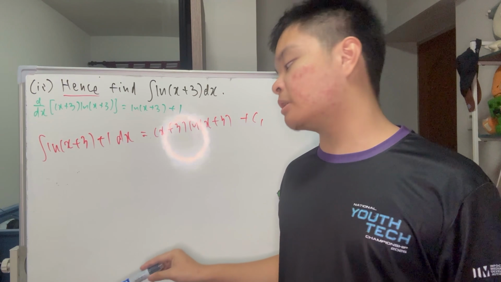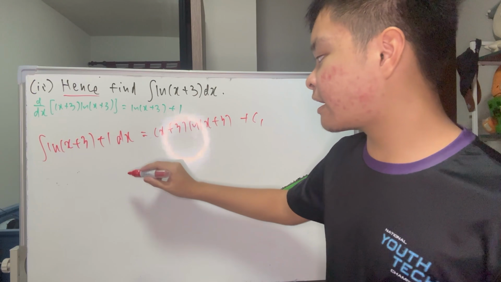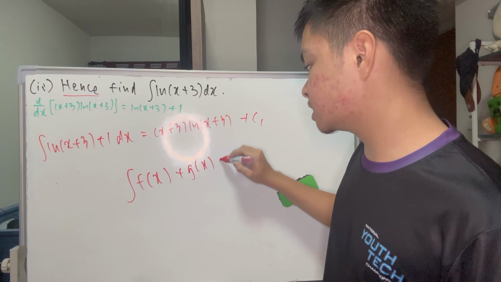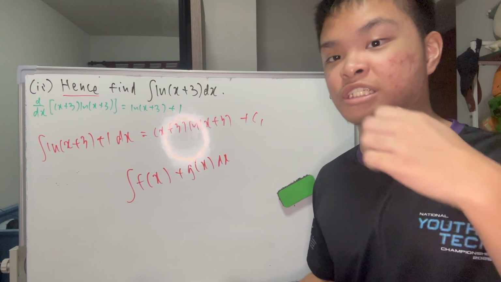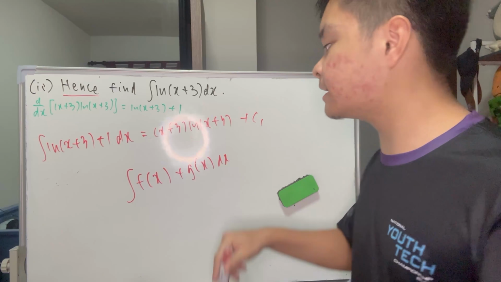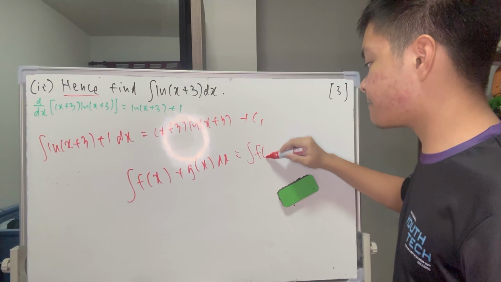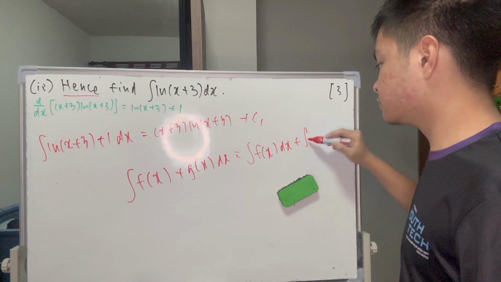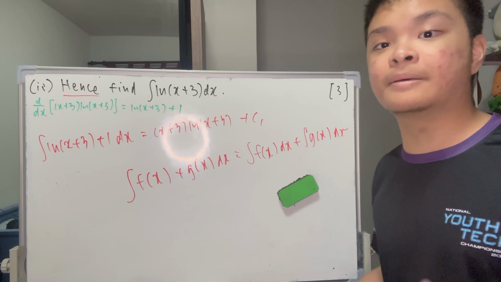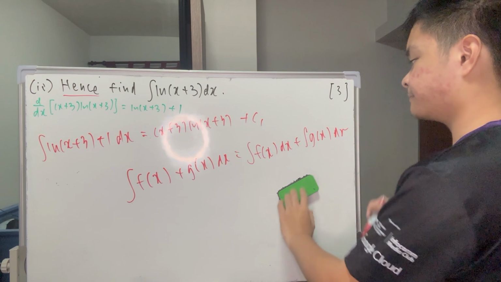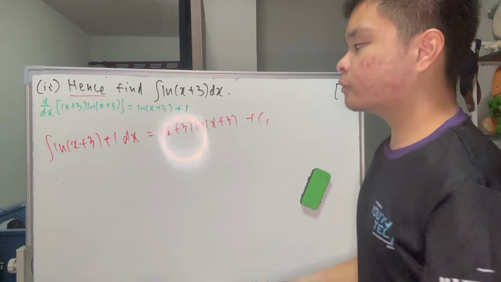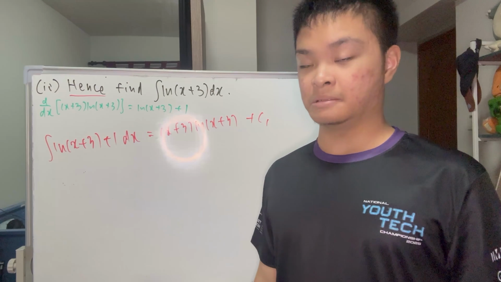So again, let's go back to our basis of integration. If we have the integral of f(x) plus g(x) dx, where f of x and g of x are two functions of x, meaning anything related to x, then we can actually split up the integral into the two parts. So then that means you can integrate them separately. Same with differentiation. So if we apply that here, we can see that there is this plus 1.